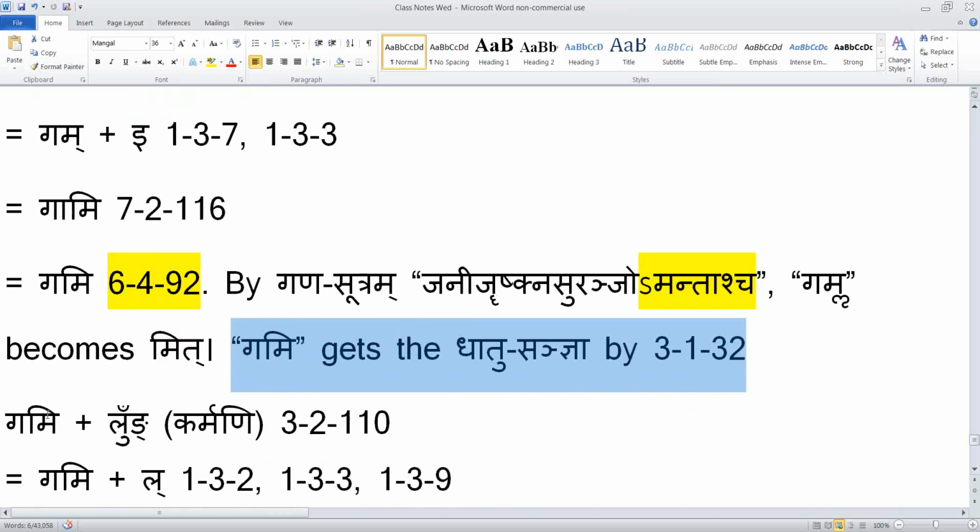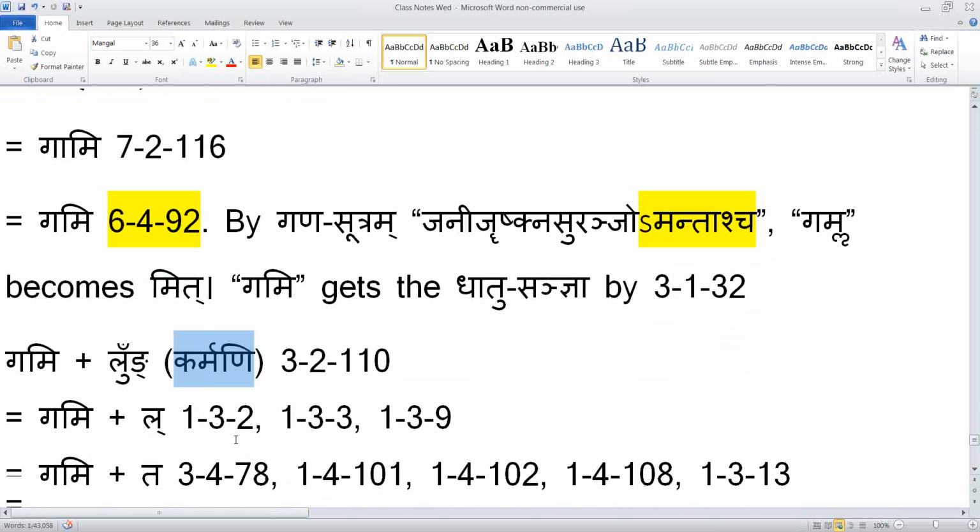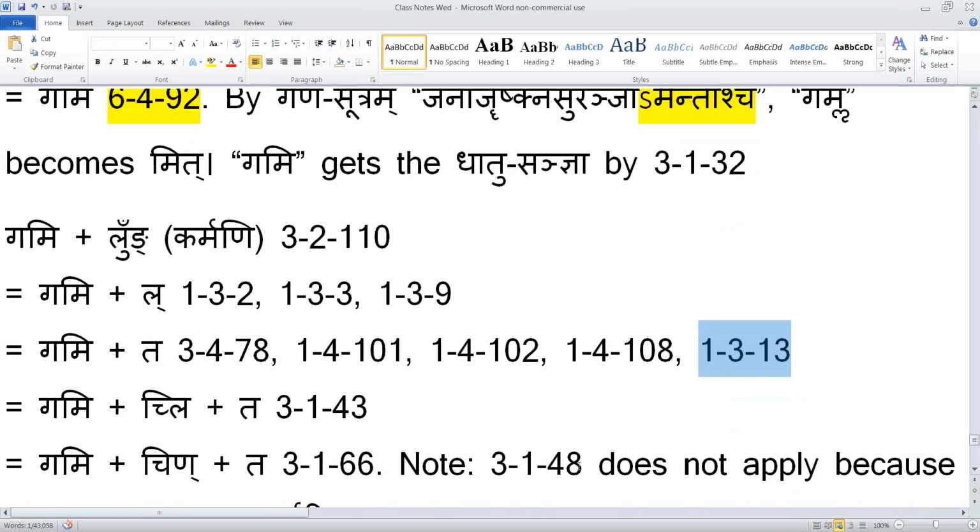Now we take gami and add lung. Bhavakarmanoho, karmani, if you take prathama purusha ekavachanam. And then anubandha lopaha, add the ta because of bhavakarmanoho atmanepadam. Okay. And then when we bring in chili, and by chin bhavakarmanoho, we bring in chin because ta shabde pare.